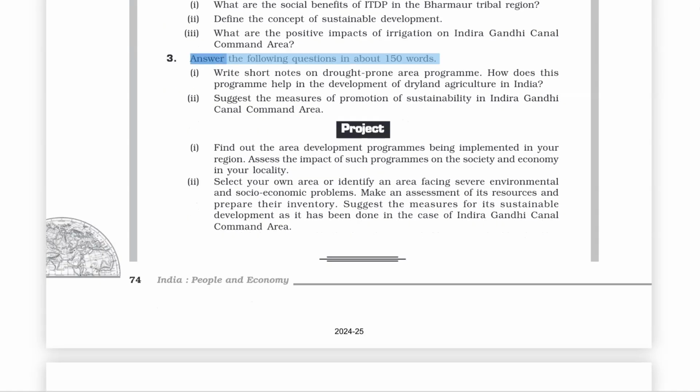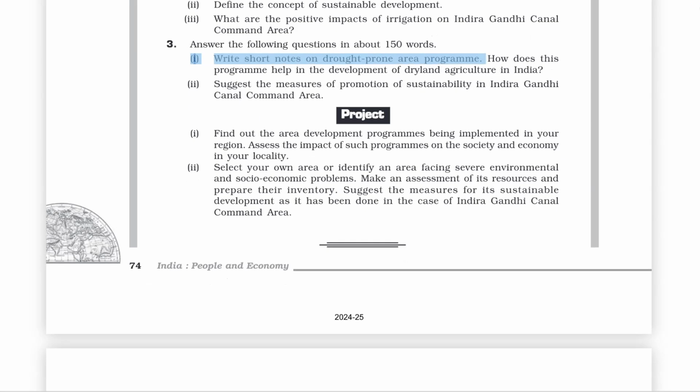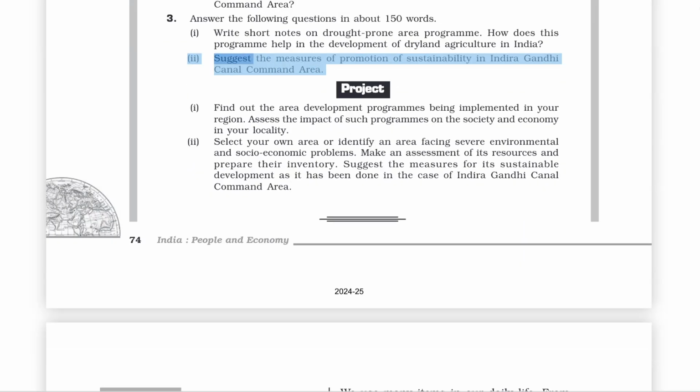3. Answer the following questions in about 150 words. 1. Write short notes on drought-prone area program. How does this program help in the development of dryland agriculture in India? 2. Suggest the measures of promotion of sustainability in Indira Gandhi Canal Command Area.